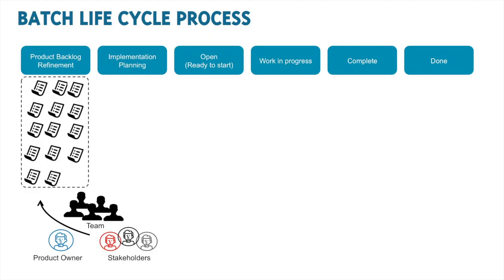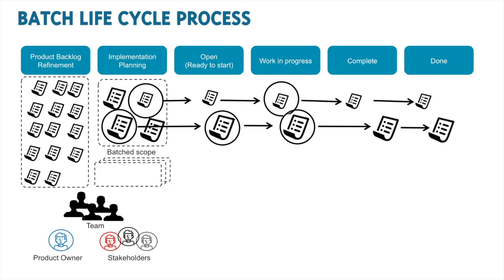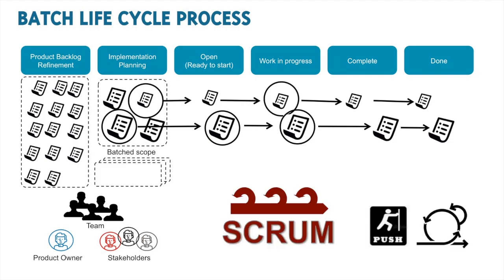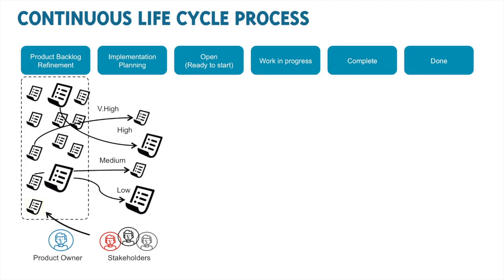A batch life cycle process. As the product owner solicits requirements from their stakeholders and they have some time to plan the work, they'll typically choose to deliver them in batches to allow for improvements. Within the context of agile ways of working, this batch approach is better known as Scrum, consisting of fixed batch lengths, i.e. sprints.